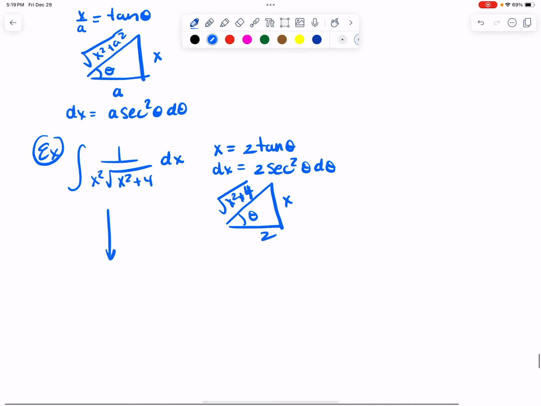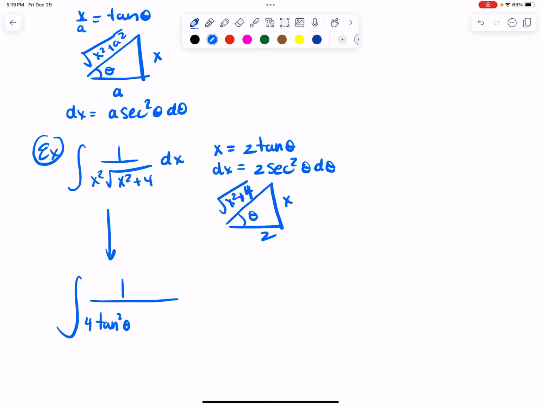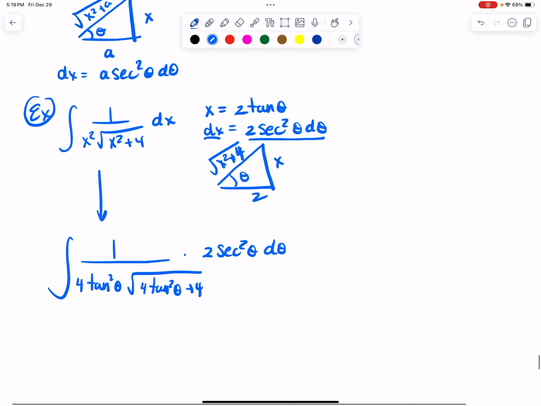All right, so then this integral becomes 1 over that x squared, which is 4 tangent squared theta, square root of 4 tangent squared theta plus 4. And then a lot of times people just forget and put a d theta there, but remember that's not right. We need to replace dx with this entire expression, so times 2 secant squared theta d theta. It's a common mistake, so just be wary of that.